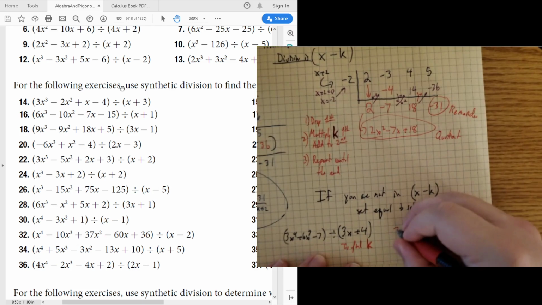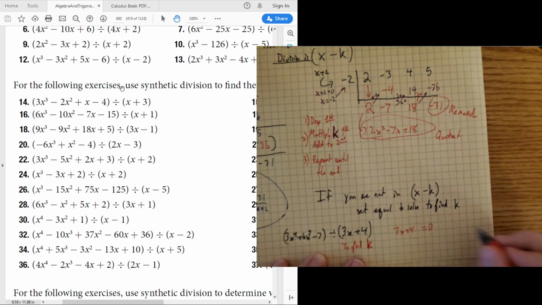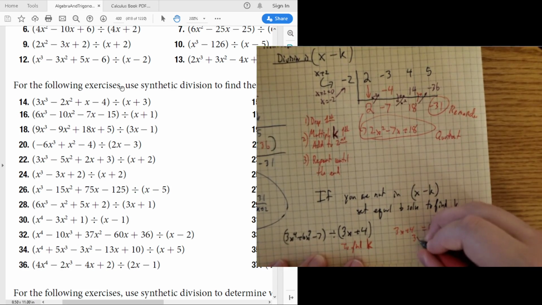we're going to take 3x plus 4 and let it equal 0. And then solve. Subtract 4 from both sides. Divide by 3.